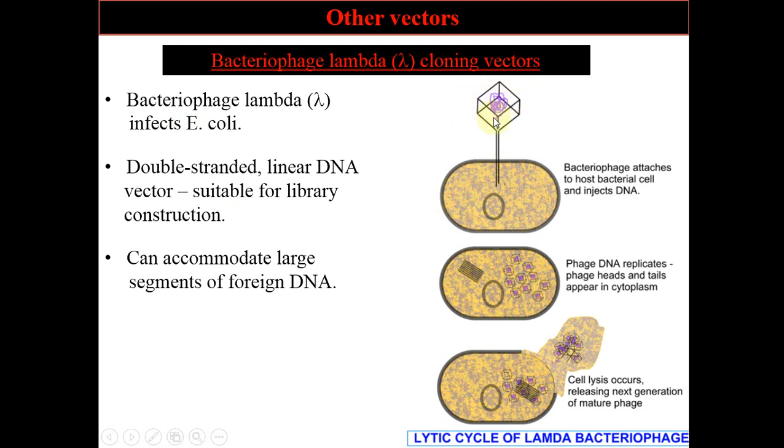This lambda phage inserts its DNA into the host cell E. coli. Inside the host cell, the bacteriophage replicates its own DNA, forms its own proteins, and forms heads and tails. Okay, then viruses are assembled and they are released out.